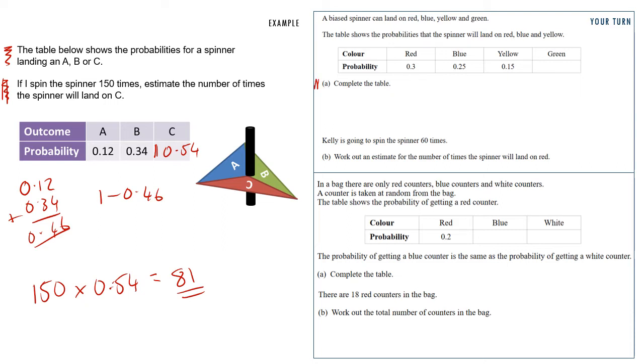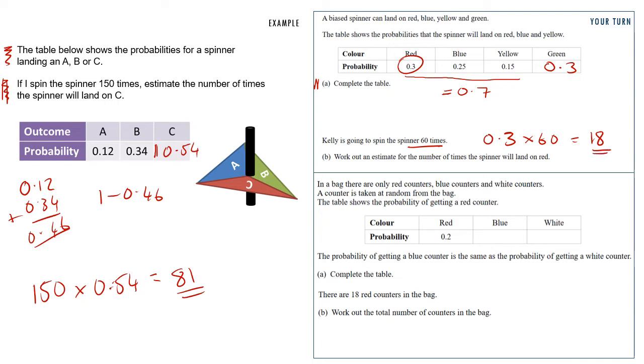So first off, we need to complete the table here. If we add up the probability of red and blue and yellow, that comes to 0.7. So taking that away from 1, the probability of spinning a green will be 0.3. The spinner is spun 60 times, and we need to do it for red, so 0.3 times 60, which will give us 18 times it will land on red.